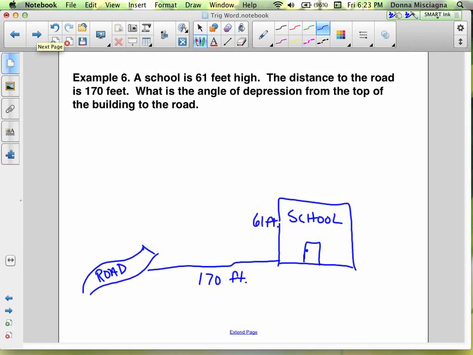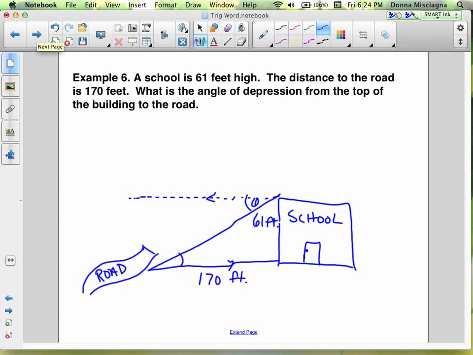All right, so the angle of depression. If someone were up here, the angle of depression is how far they'd have to look down to see the school. So here they're looking down to see the school. Right here would be the angle of depression. So this angle here is the one we want to find. That angle there is the same as this angle here.